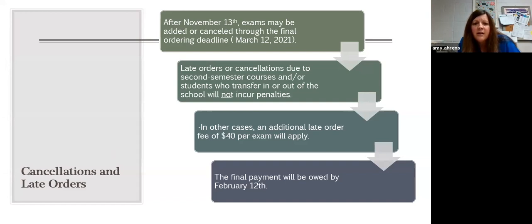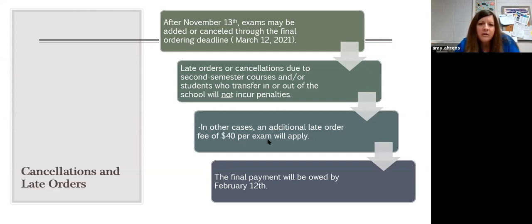Cancellation and late orders. This year, College Board has also changed that a little bit. After November 13th, which is the final fall deadline, we can add or cancel through March 12th, so there's still some flexibility there. There's no penalty for late orders or cancellations for second semester courses or for students who move in or transfer in. Our AP Psych is a second semester course, and Eco, we have micro and macro, so the second semester courses you can register for in second semester. Traditionally, our students go ahead and register now if they're going to take those courses.